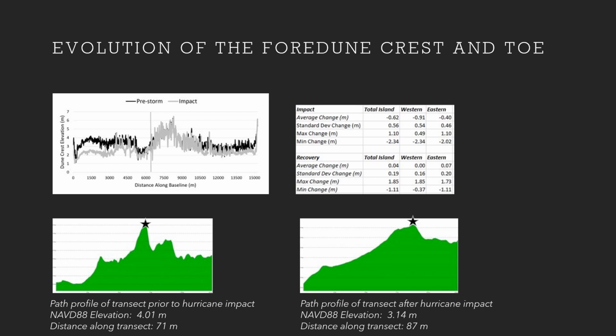as well as, similarly to the volumetric changes, looking at statistics for western versus eastern segments of the island. The path profiles for just a sampled transect were pulled from the pre-storm elevation model versus that of the post-storm. So you can see on the bottom as well how it's a more gradual slope following the storm, and the elevation goes from 4.01 meters at that particular spot to 3.14 meters.